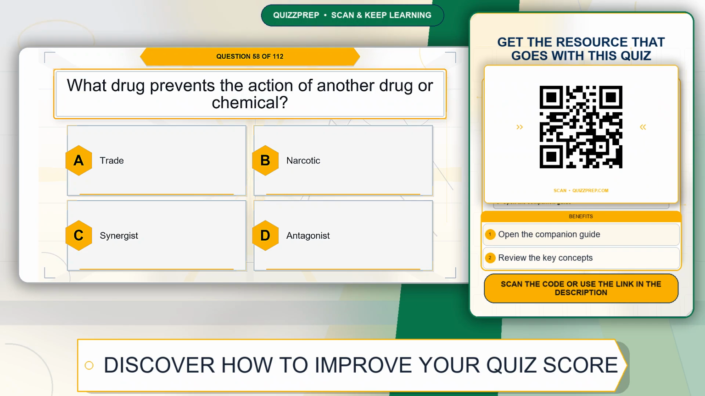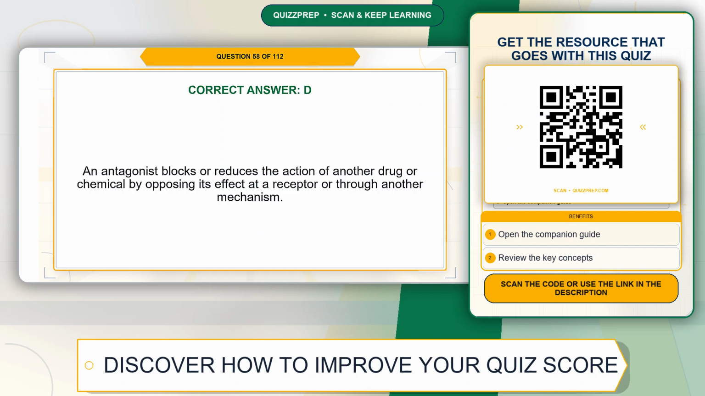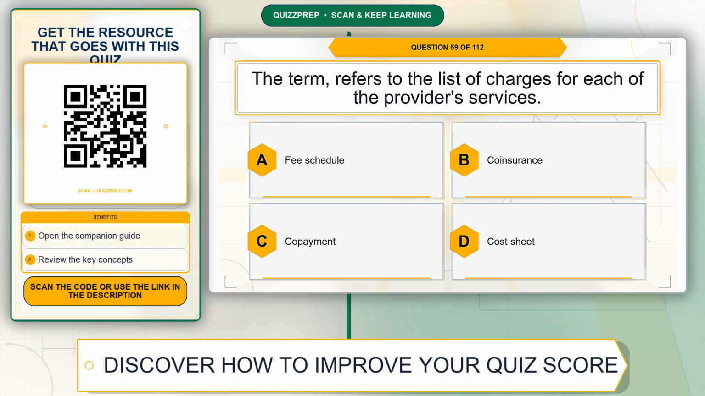Question 58. What drug prevents the action of another drug or chemical? Option A, trade. Option B, narcotic. Option C, synergist. Option D, antagonist. The correct answer is option D, antagonist. Explanation. An antagonist blocks or reduces the action of another drug or chemical by opposing its effect at a receptor or through another mechanism.